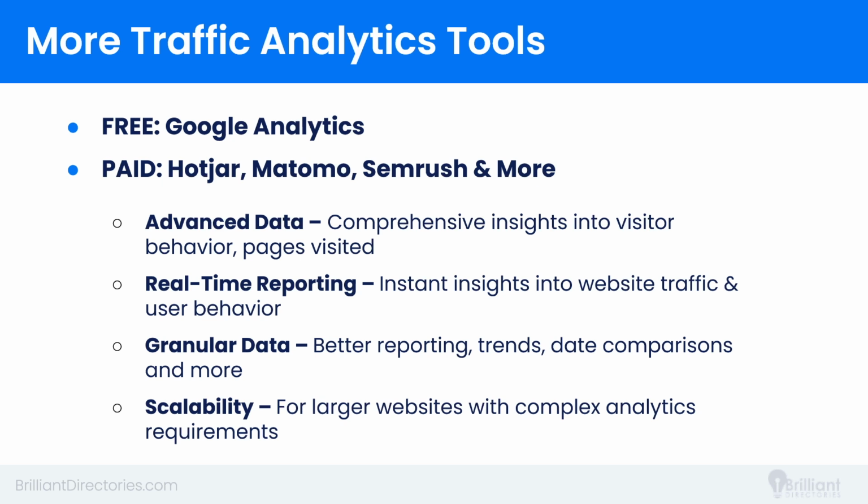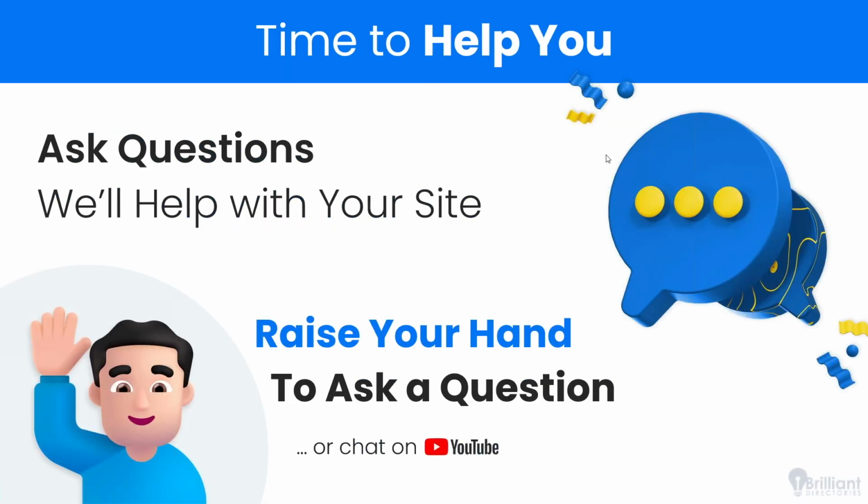And then, of course, you have more granular data. You can do date comparisons to see how one week performed better than another week. You can actually search for specific page URLs and more. And then, of course, if you have a larger website for scalability, these third-party tools are much more robust and will give you the complex analytics you need to do reporting, share it with your team, and more. So you probably are using Google Analytics. If not, I'd highly recommend it. But again, what's built into BD is a great snapshot, a quick look at what's happening on your site.